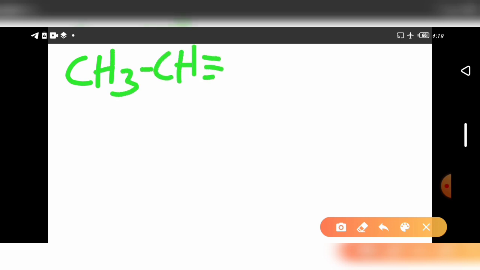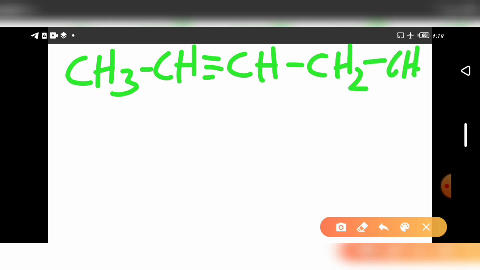CH triple bond CH bond CH2 CH3. Like this it will be presented. I give one example, that's all. That is not in your book. It may be in your tabular column, but before that, let's see how you can predict the name of the compound. First you have to number the compound.